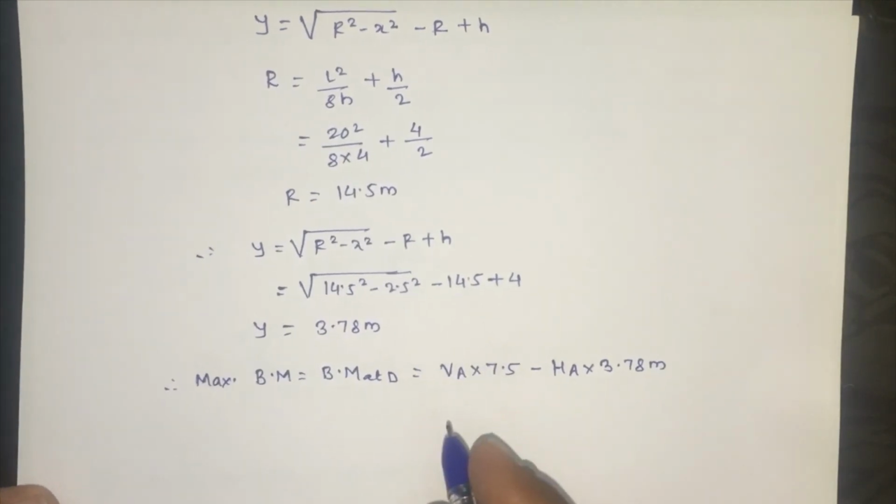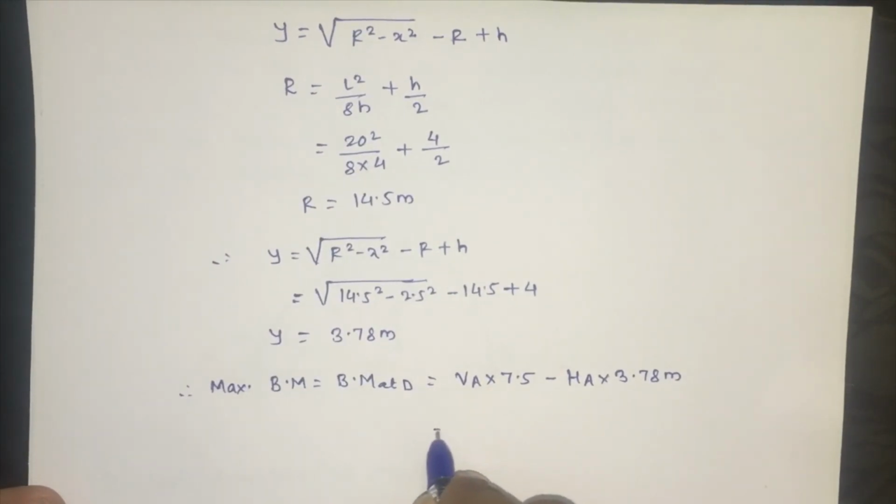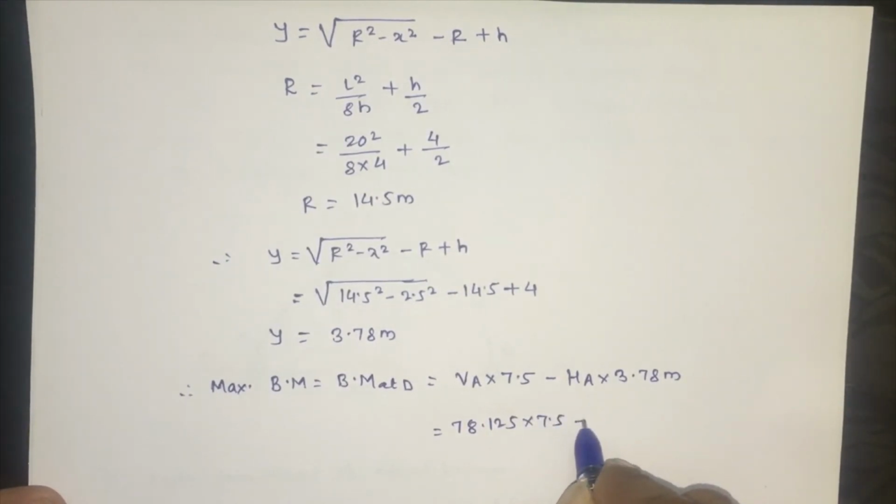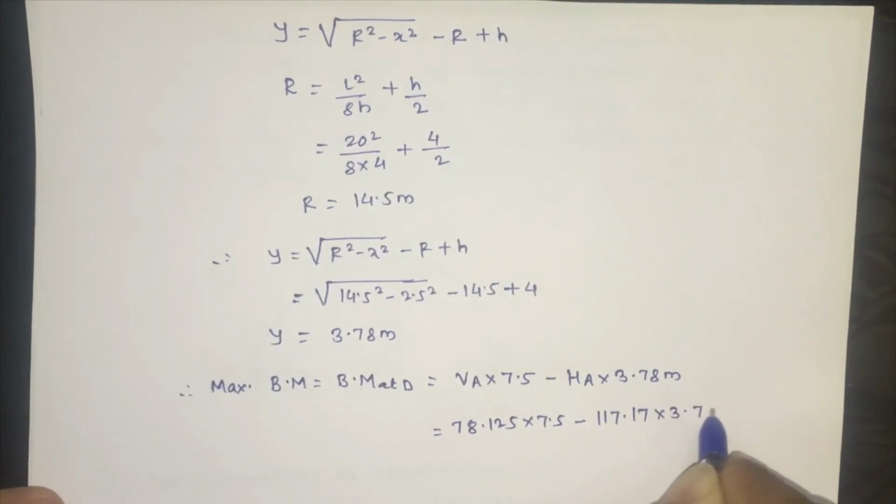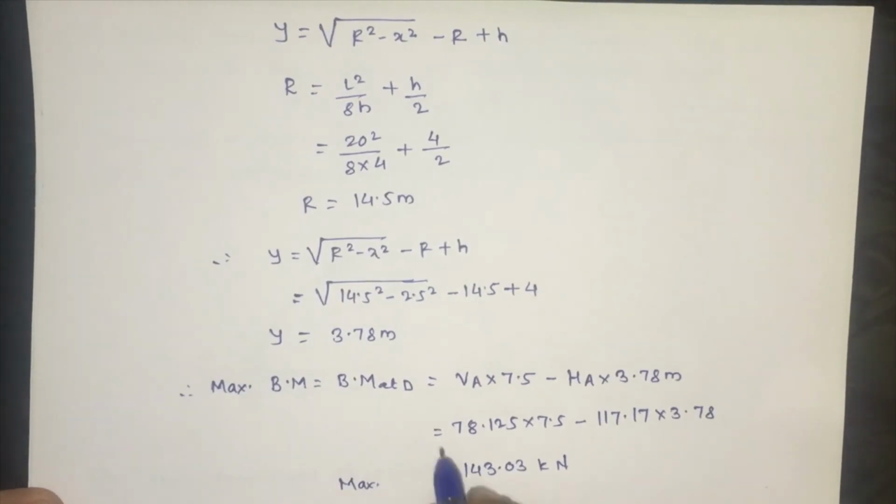VA we already calculated. It is equal to 78.125 into 7.5 minus HA, 117.17 into 3.78. This becomes 143.03 kilonewton meter. So this is the maximum bending moment.